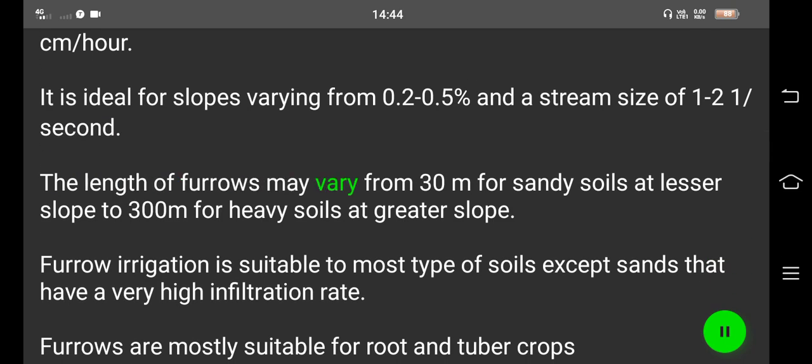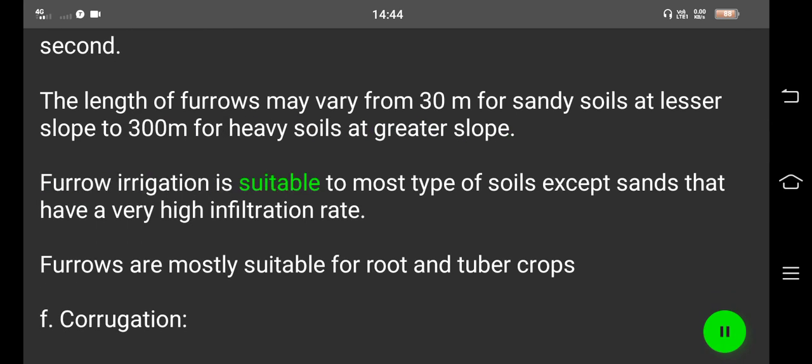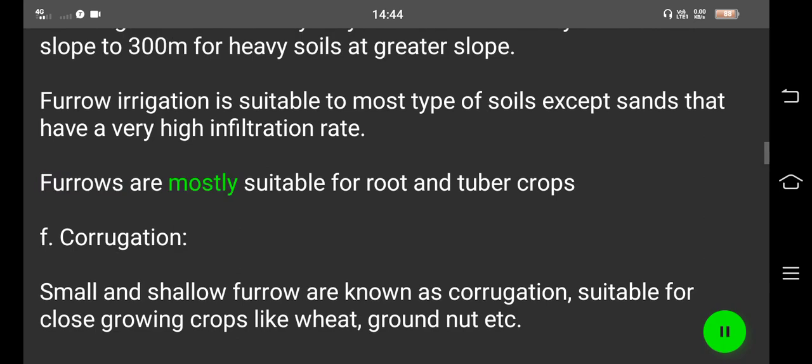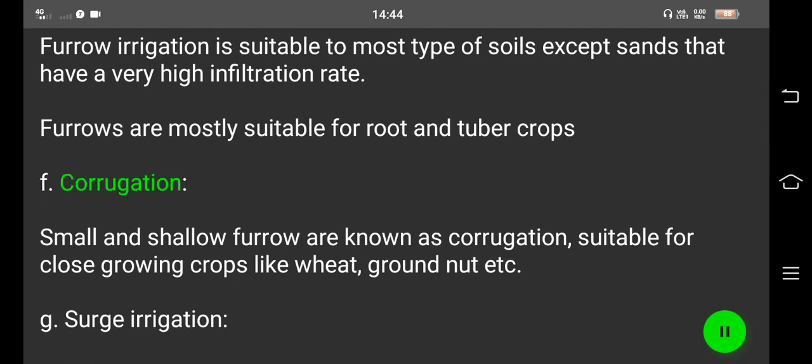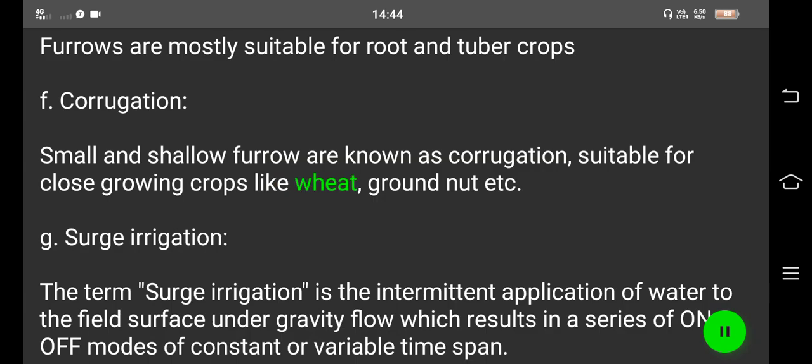The length of furrows may vary from 30 meters for sandy soils at lesser slope to 300 meters for heavy soils at greater slope. Furrow irrigation is suitable to most types of soils except sands that have a very high infiltration rate. Furrows are mostly suitable for root and tuber crops. F. Corrugation. Small and shallow furrows are known as corrugation, suitable for close growing crops like wheat, groundnut, etc.